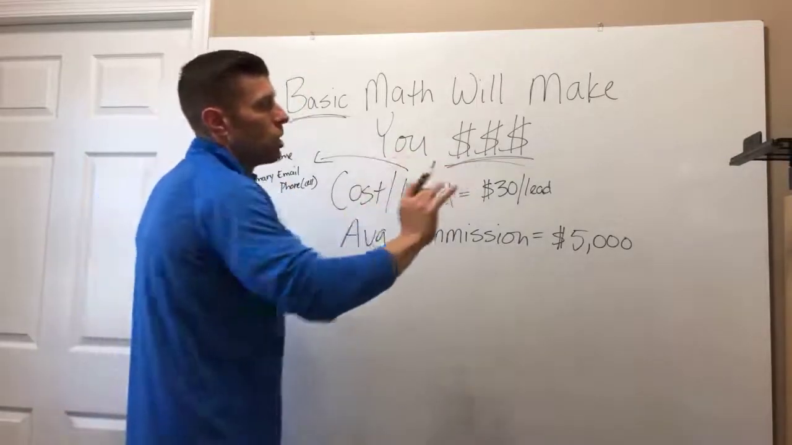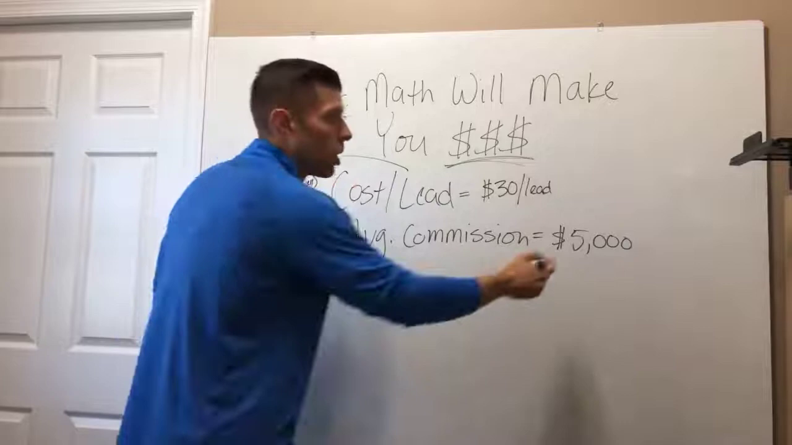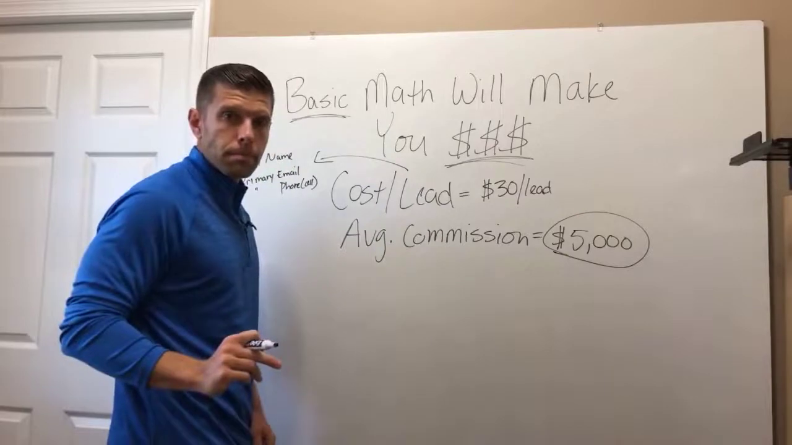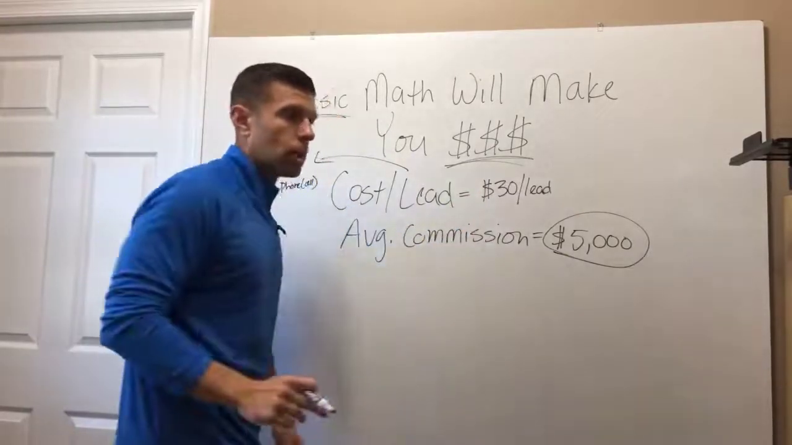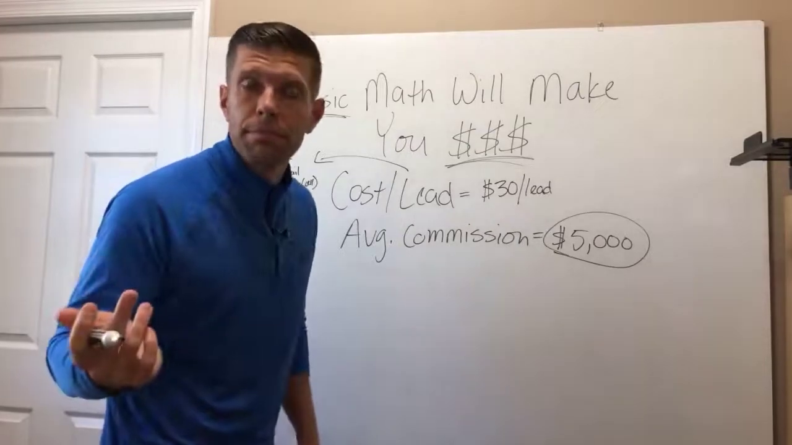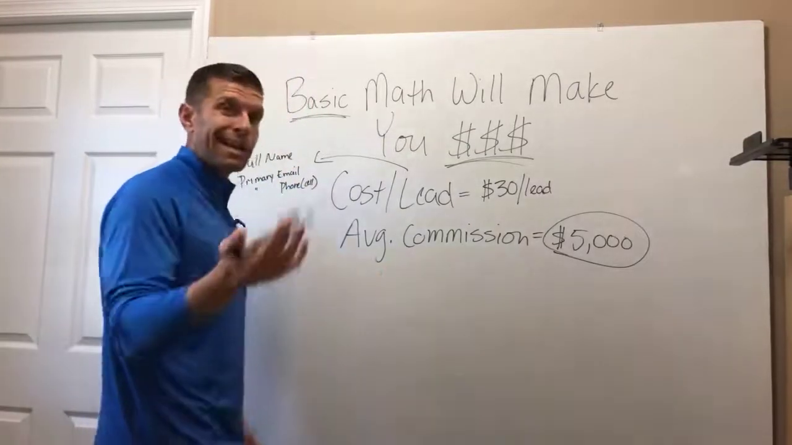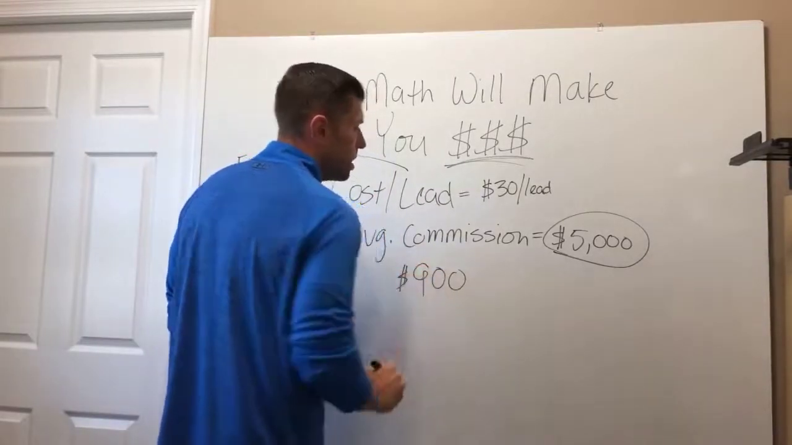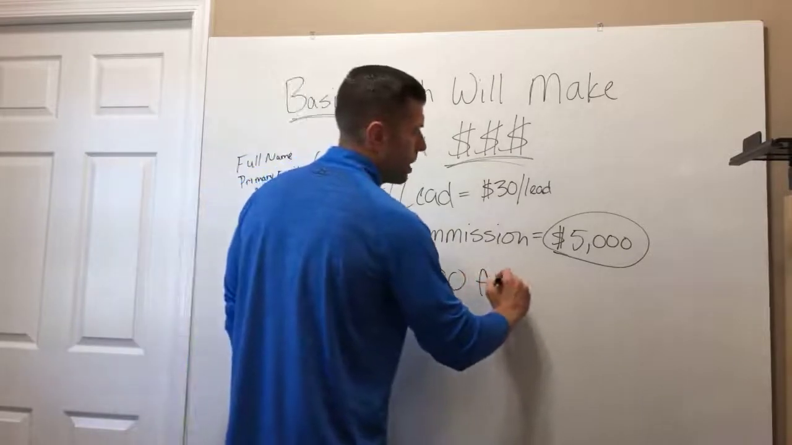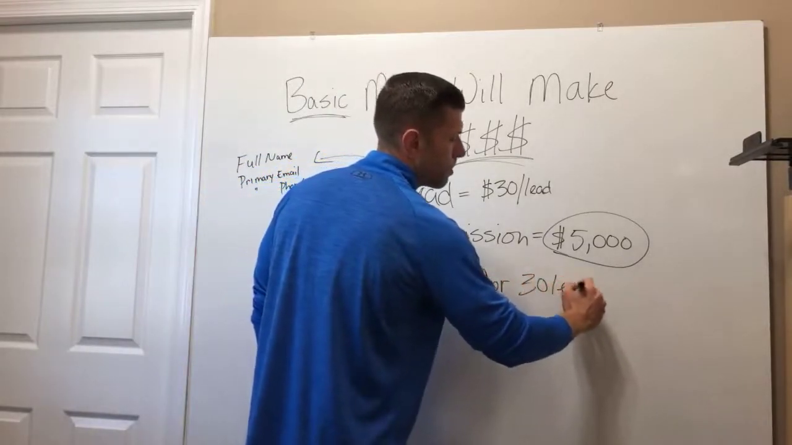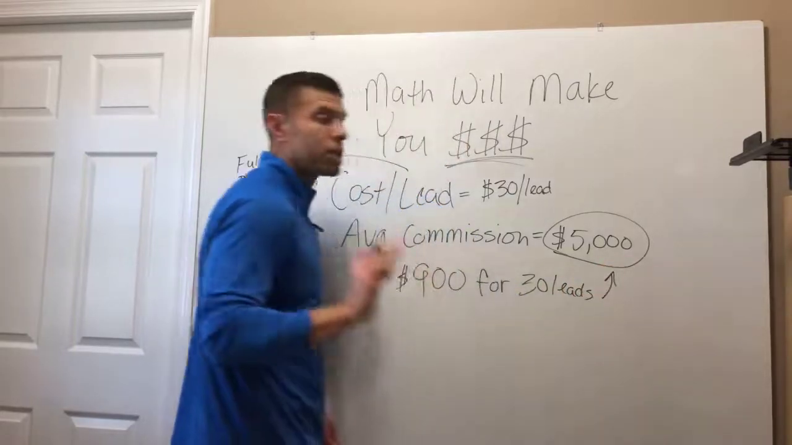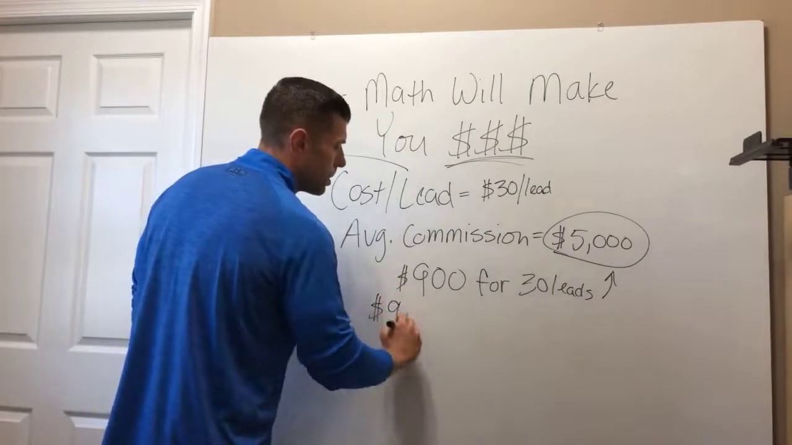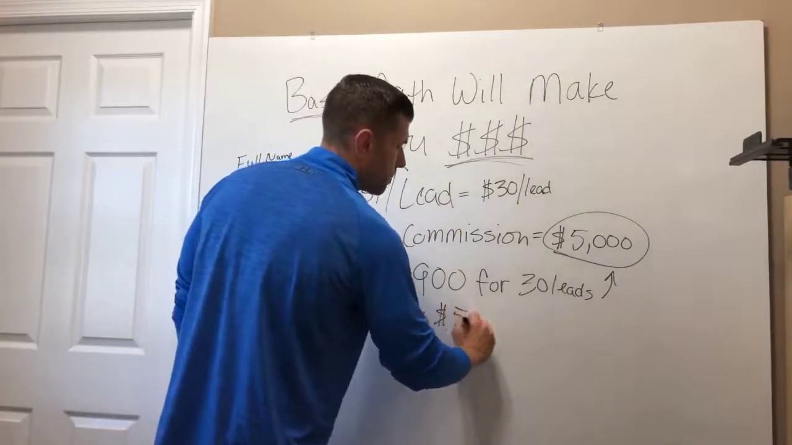But let's just be really conservative, right? So if we know that for every 30 leads, we're going to get one of these, okay? 30 times 30. What's 3 times 3? Right? 3 times 3 is 9. So 30 times 30 is 900. So $900 for 30 leads and one of these, which means for every $9 you're turning that into $50.